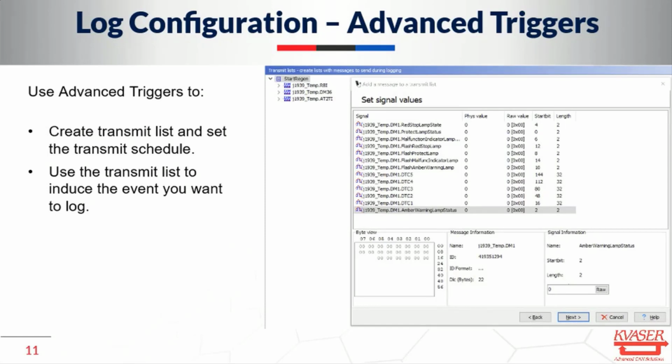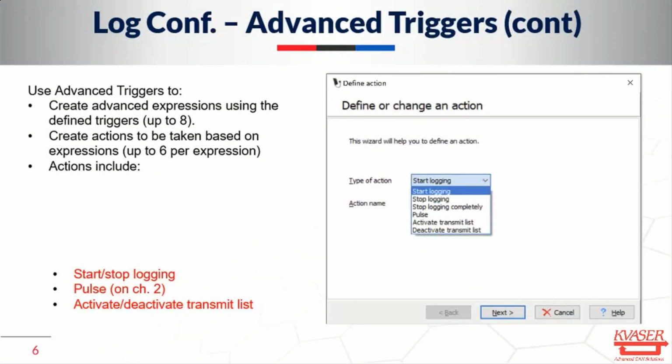So I could go a little bit more into advanced triggers here. I'm not going to spend too much time on it for schedule purposes. So you'd use advanced triggers to, again, create advanced expressions using defined triggers, up to 8 different defined triggers. Create actions to be taken based on expressions, up to 6 expressions, and the actions include start logging, stop logging, pause logging, activate or deactivate a transmit list based on those expressions.